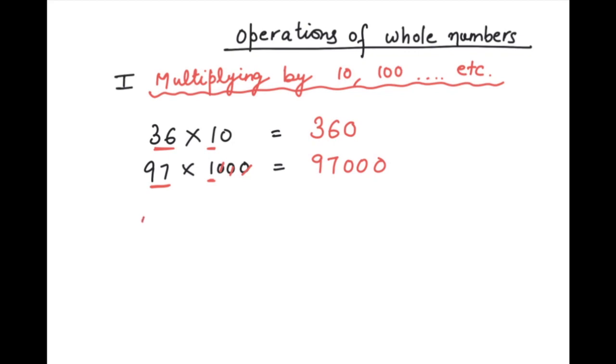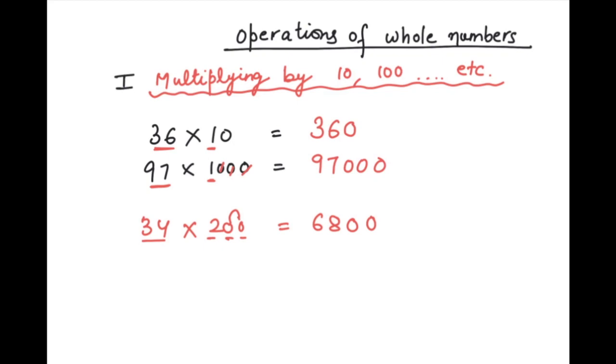Let's take 34 times 200. So look at the numbers first, 34 and 2. If you multiply 34 by 2, you will get 68. And then just add the number of zeros. So it's 1, 2. So just add 2 zeros.